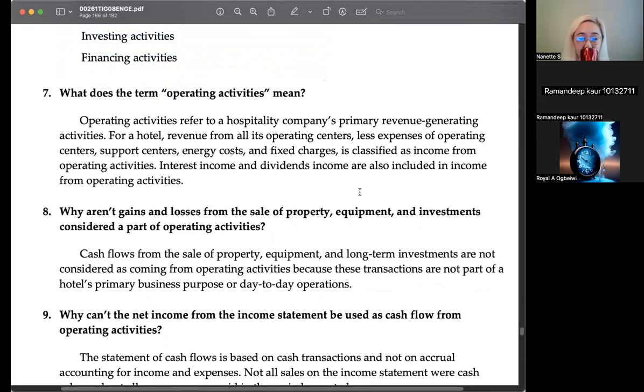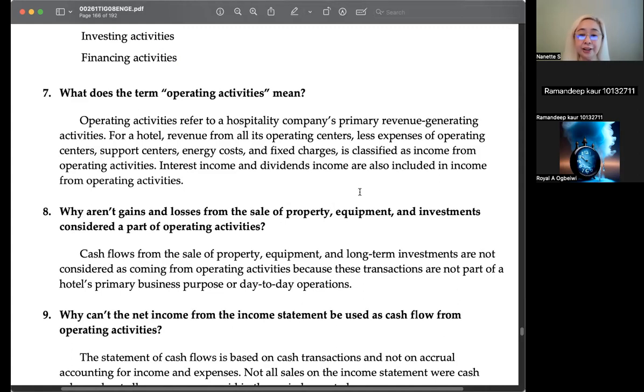Operating activities refer to a hospitality company's primary revenue generating activities. For a hotel, revenue from its operating centers, less expenses of operating centers, support centers, energy costs, and fixed charges is classified as income from operating activities. Interest incomes and dividend incomes are also included in income from operating activities.